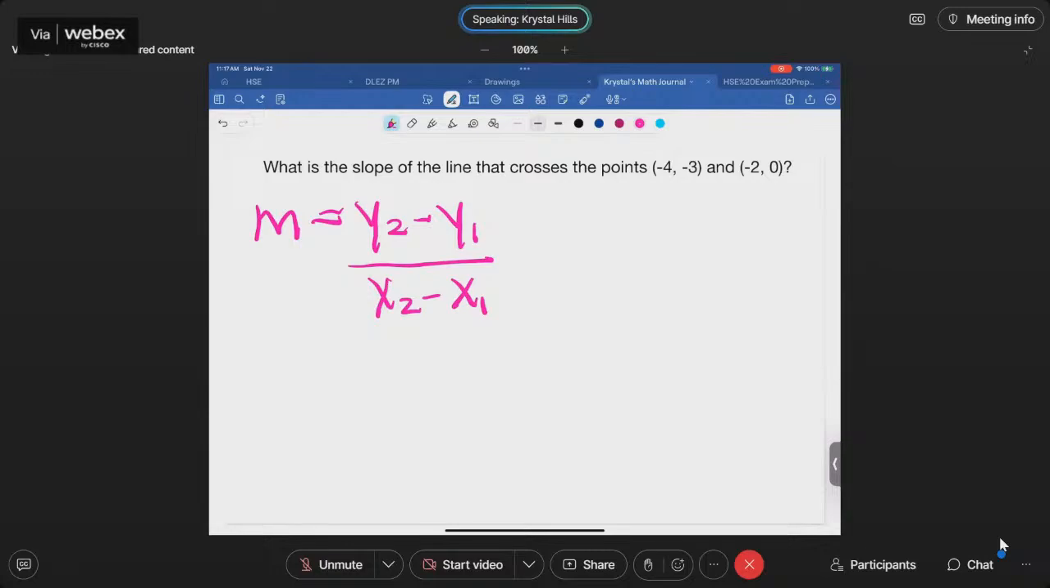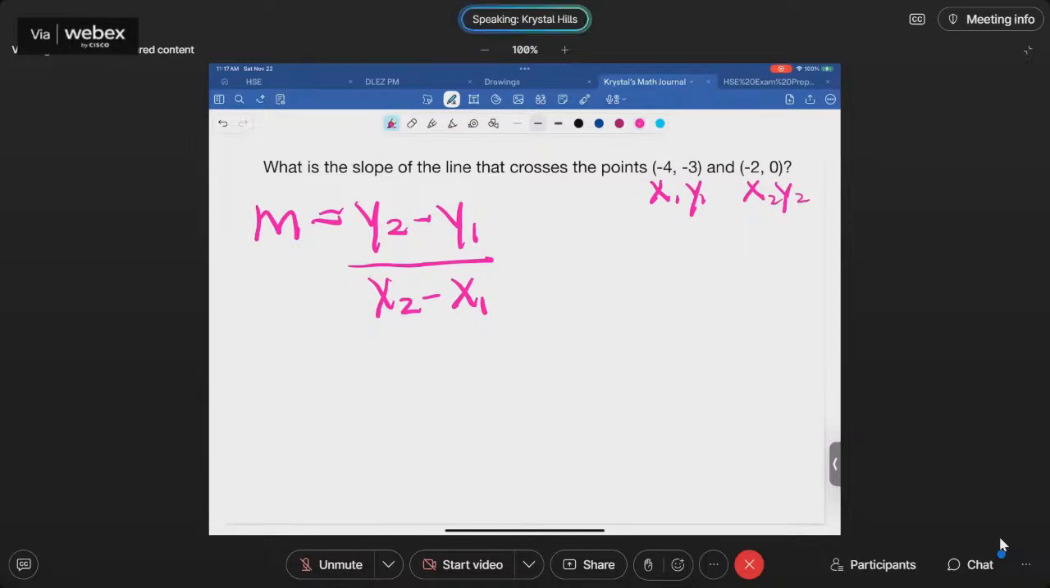So with that being said, anytime I do a slope problem, I don't care how many times a day I do this, I must label my coordinates. These are coordinates. They are represented by an x and a y. This is x. X always comes first in your coordinate. And then this is y. Because this coordinate came first, these are going to be my ones. And then this one came second, so they're going to be my twos.